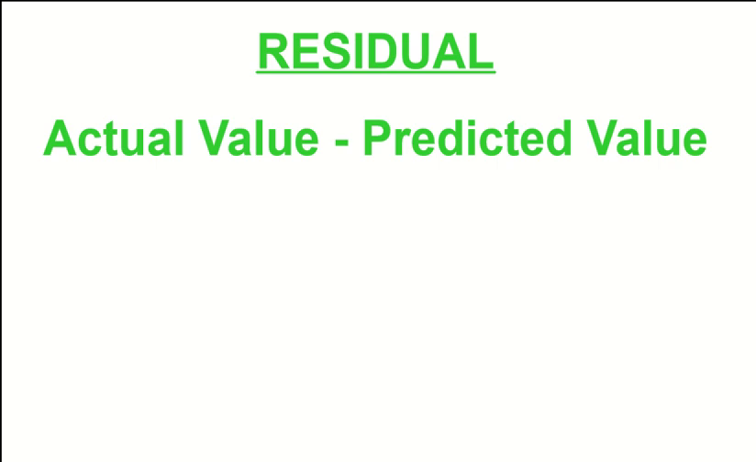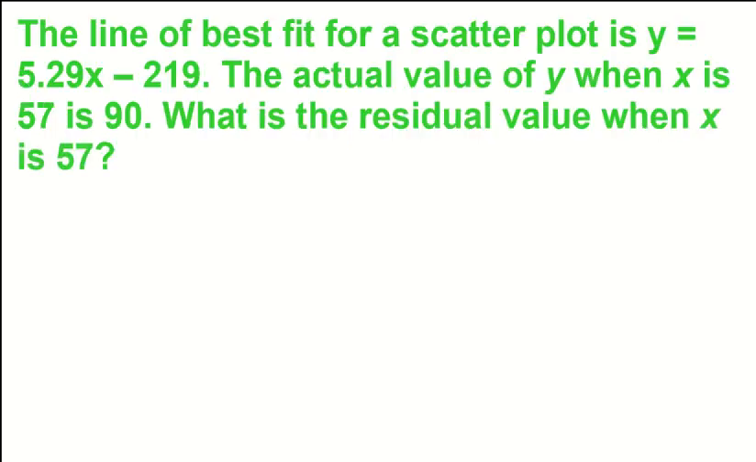It's actual minus predicted. What that means is when we have a table, in the table is the actual value. Our line of best fit tells us what the predicted value is. So if we look at this one, it says the line of best fit for a scatter plot is y equals 5.29x minus 219. The actual value of y when x is 57 is 90. What's the residual value for when x equals 57?